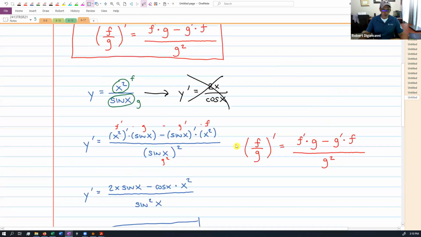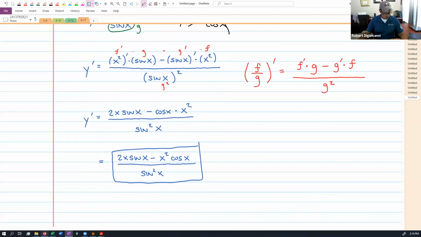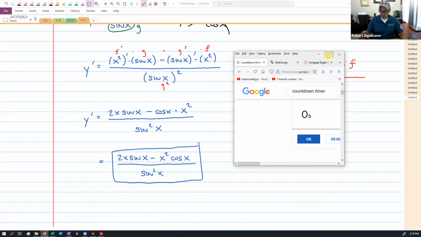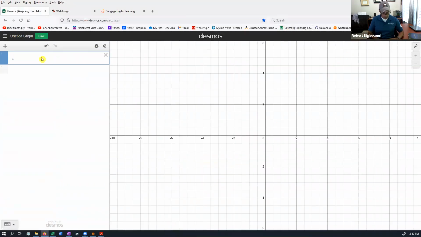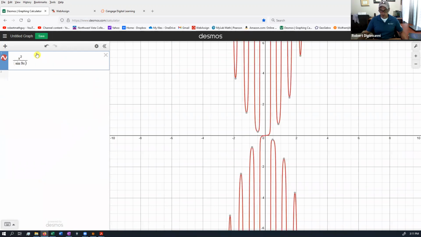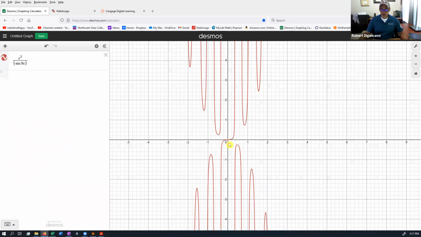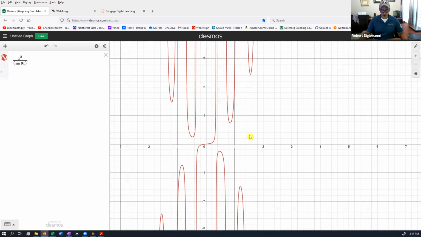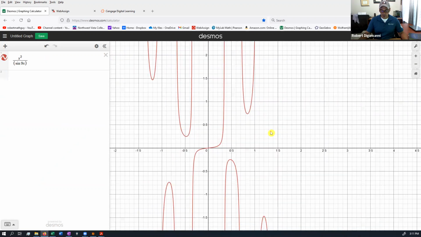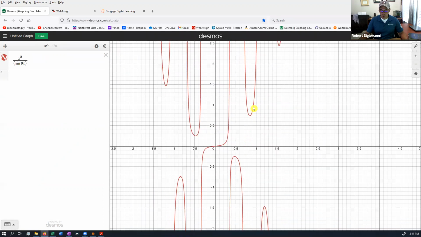So let's not lose appreciation for what we've actually just done here with these rules. I'm going to go back into a graph. The function that I just put in here was x squared over sine x. Very unusual looking function, right? Would you all agree that's strange? It's a weird looking function. So let's say I wanted to go somewhere on this function and figure out what the slope of the tangent line was. I would need to know its derivative.